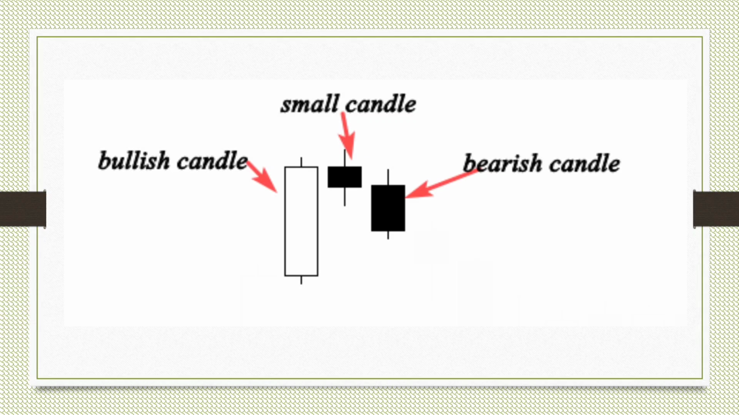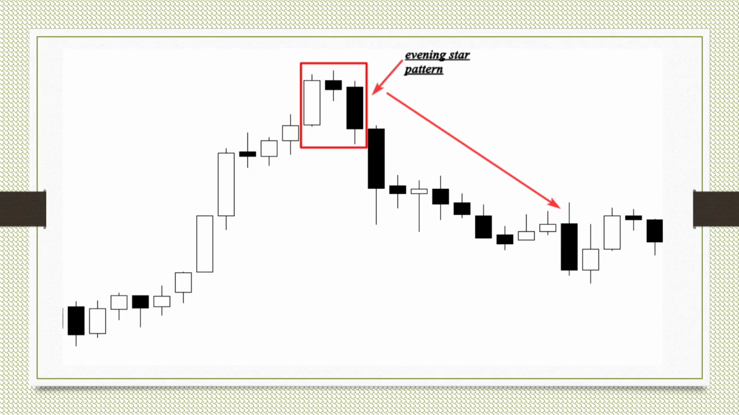Now this is what I'm talking about. This is the evening star candlestick pattern. As you can see, price was in an upward move right here. Price was gaining momentum to the upside, and at some point, the evening star candlestick pattern was formed. And then after that, what did price do? Price started losing momentum. The sellers stepped in after seeing this candlestick pattern, and then they pushed price to the downside.